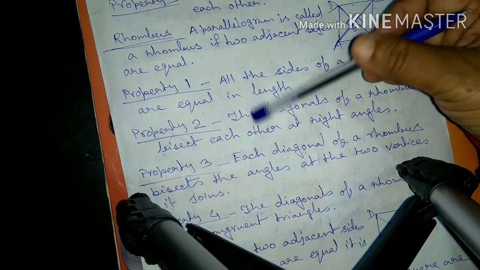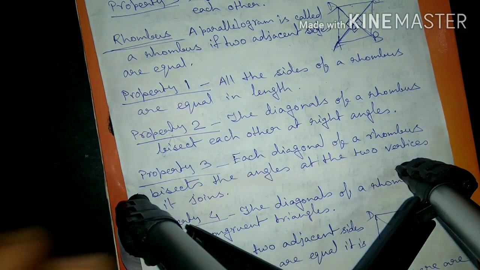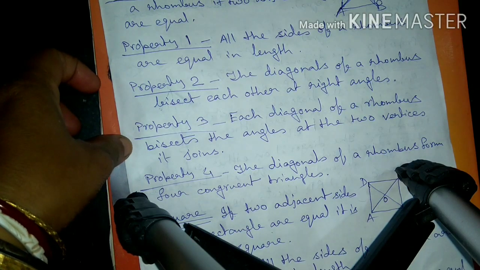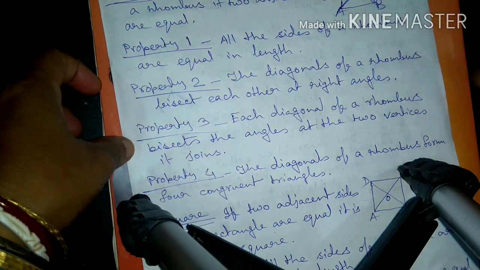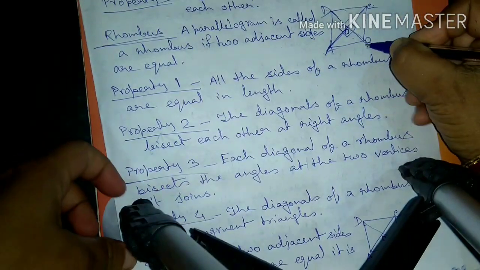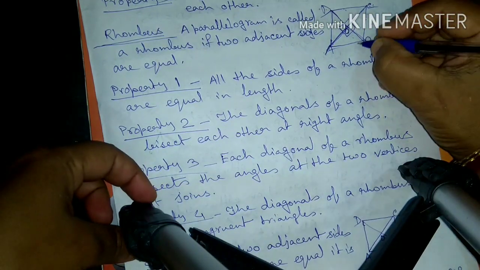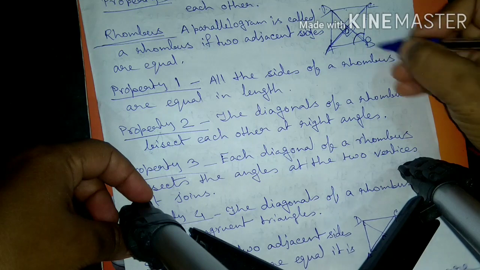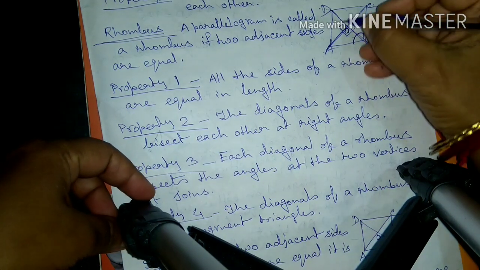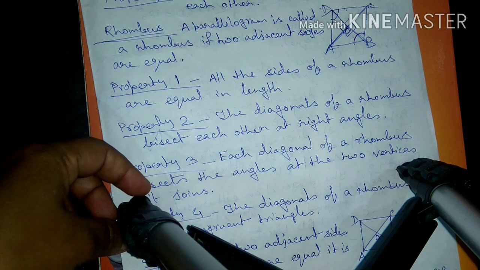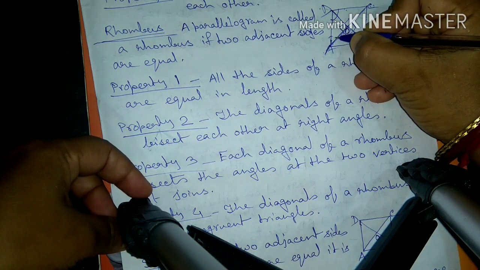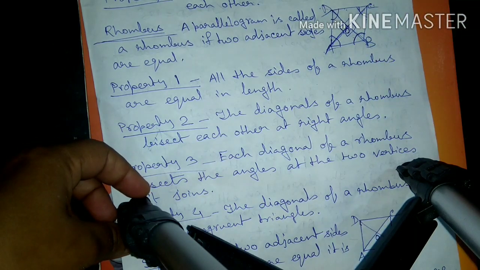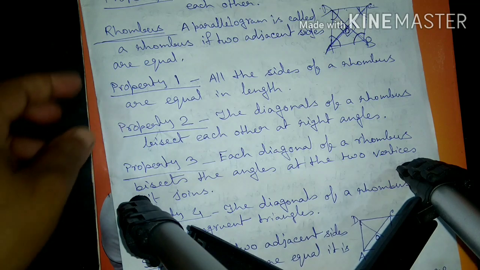Property number 3: each diagonal of a rhombus bisects the angles at two vertices. They bisect the angles also. Here BD is the diagonal, yes or no? It bisects the angle also. That means BD bisects angle B and also angle D. Similarly, AC bisects angle A and also angle C. Alright, that is property number 3.